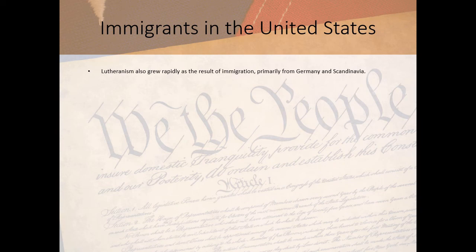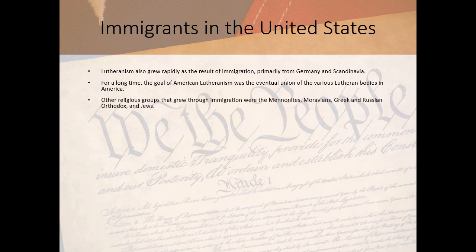Lutheranism also grew rapidly as the result of immigration, primarily from Germany and Scandinavia. For a long time, the goal of American Lutheranism was the eventual union of the various Lutheran bodies in America. And the reason for that is the different Lutheran groups, depending on what country they came from, when they got over here, they were fragmented. So they were trying to bring them all back together, and that was going to be an issue for a while. Other religious groups that grew through immigration were the Mennonites, Moravians, Greek and Russian Orthodox, and the Jews.